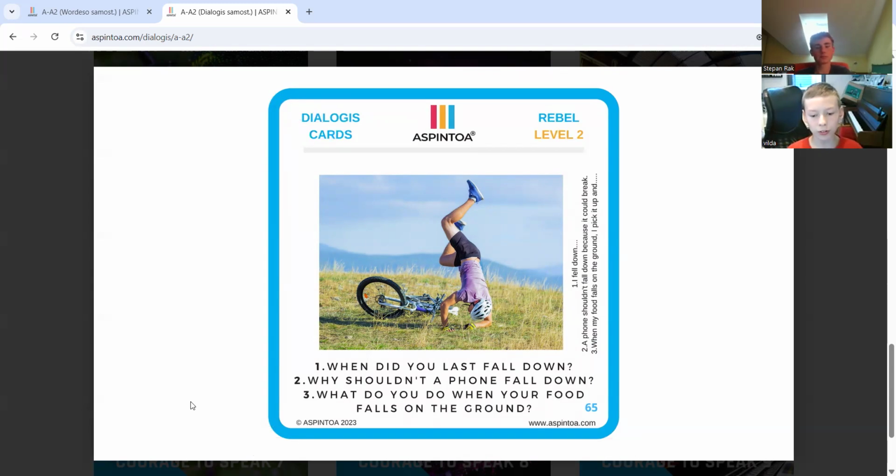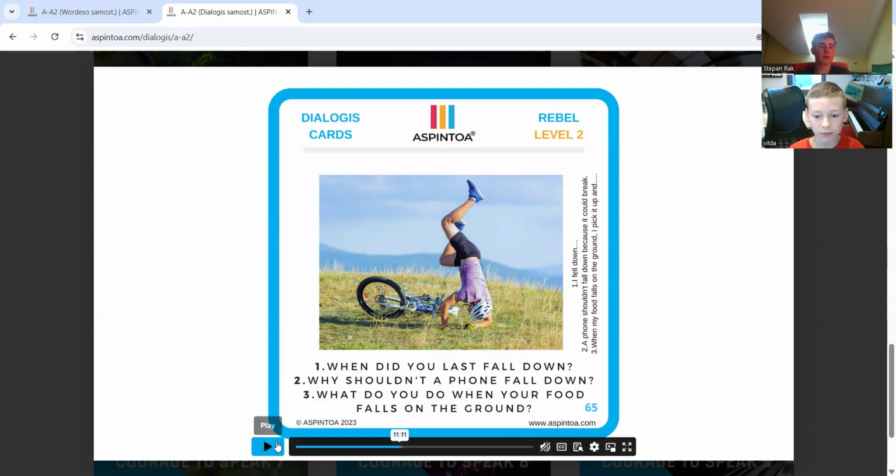Why shouldn't a phone fall down? Well, phones are quite fragile, so they might break if they fall. Yeah, and what do you do when your food falls on the ground? I usually throw it away, depending on the food, really. I might eat it sometimes.